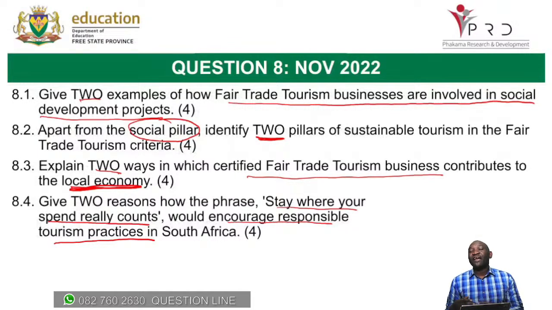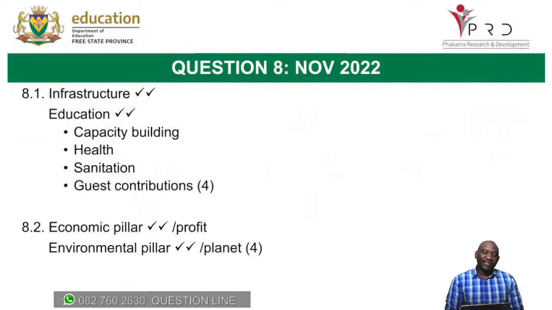So it can mean that other places are not actually giving them value for their money. They're just there for the bottom line, which is only the profits. But if the statement is saying, "stay where you spend really counts," how does that actually encourage responsible tourism? Right, let's look at some of the responses here.